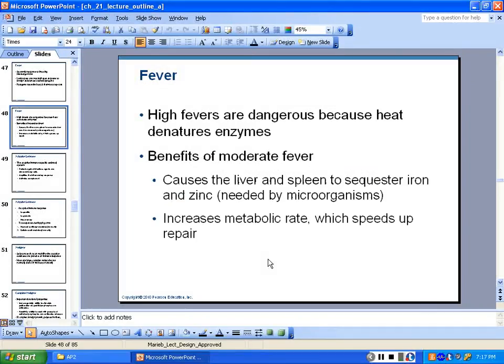Now this is pretty cool. It says it denatures, but look, here's the benefit of a moderate fever. In addition to what we've already said, this is so cool, it increases your metabolic rate, which helps to speed up repair in your body. Increases, yes ma'am.